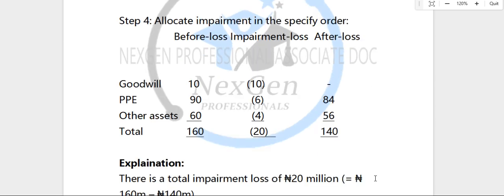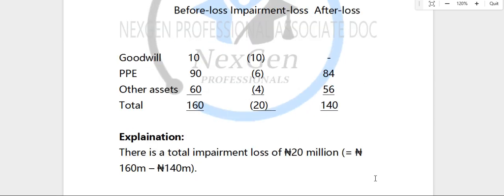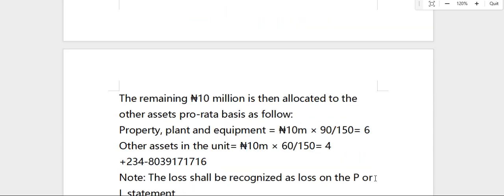Now let's go to how we did the calculation so that you have a better understanding of it. This is how we did it. When we take off the goodwill, the remaining amount is 10 million naira, and this will be allocated to the other assets on a pro rata basis. I've told you that before. And so therefore, how do you do it? Look at it here. Property, plant and equipment and other assets, the two combined together: we have 90 million for PPE and 60 for other assets. So when you add 90 plus 60, you have 150 million. So 90 divided by 150 multiplied by 10 million is going to give you 6. And then other assets, 60 divided by 150 multiplied by 10 million will give you 4. And that makes us allocate the 10 million remaining loss to this group of assets.